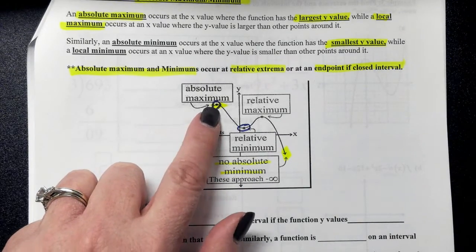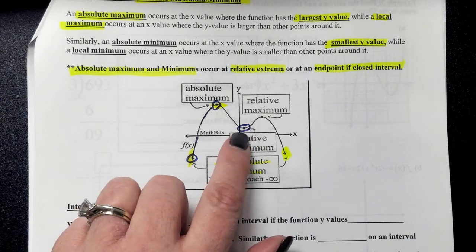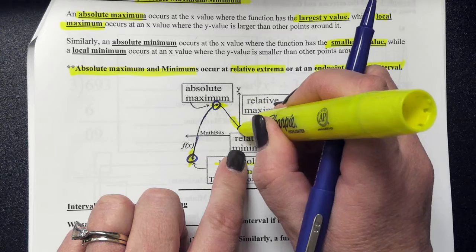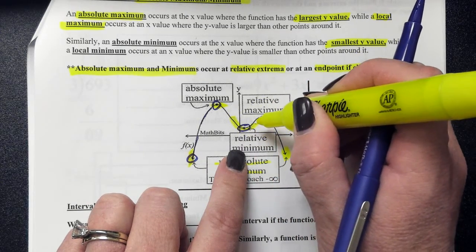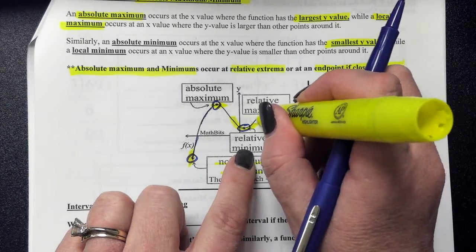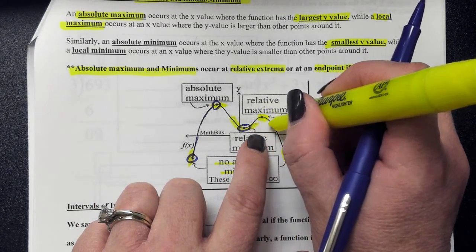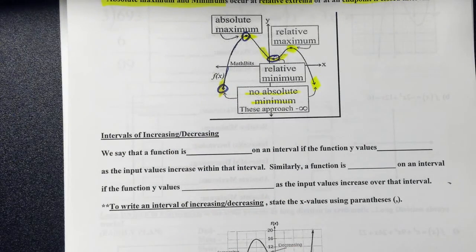So notice this one has the highest point versus no lowest point. You do have a relative maximum and relative minimum. Notice the relative minimum occurs at the turning point where it changes from going down to going up. And then you do have a relative maximum at this particular point where the graph is changing from going up to down. So once you find these particular values, we can talk about intervals as increasing and decreasing.